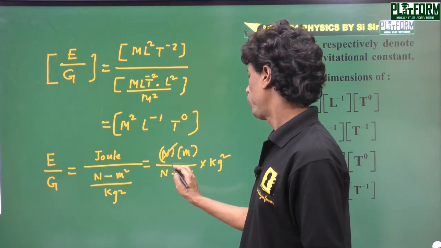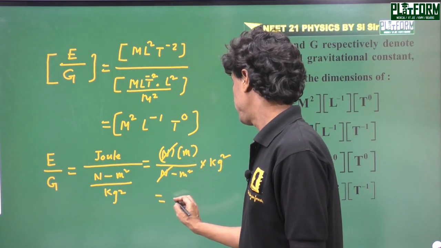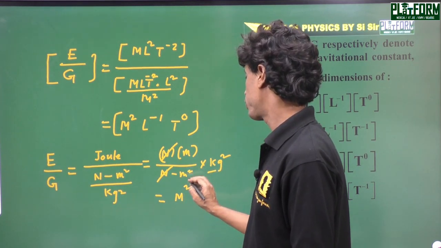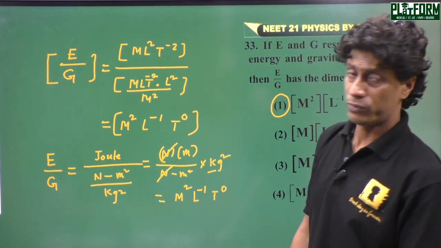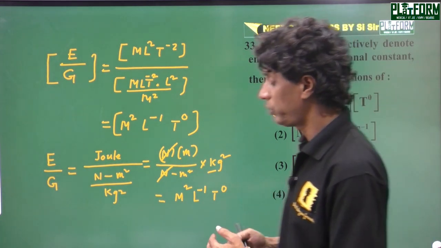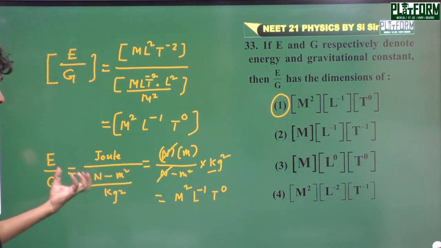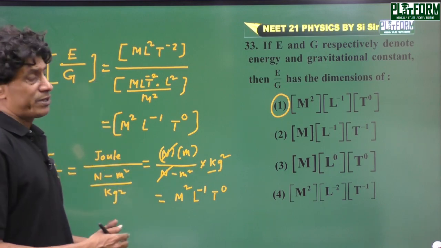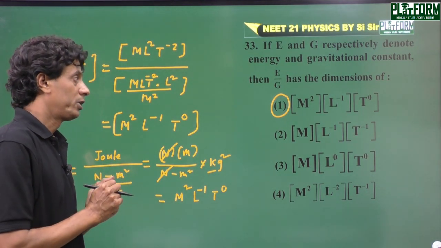So simply, newton cancels each other, and finally the dimension is kg m square, and the dimension of meter is L inverse 1 and t to the power 0. So the right option here is, again, 1. So you can just go by using the units of the energy and gravitational constant, or by applying the dimensions. It depends on the student's choice which one will take less time to find the answer.